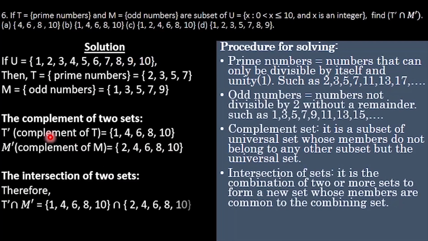Intersection of the complement of T and the complement of M. This is the complement of T and this is the complement of M. Now the intersection of both of them, what they have in common, is known as the intersection of their sets. So complement T intersect complement M is equal to 4, 6, 8 and 10.